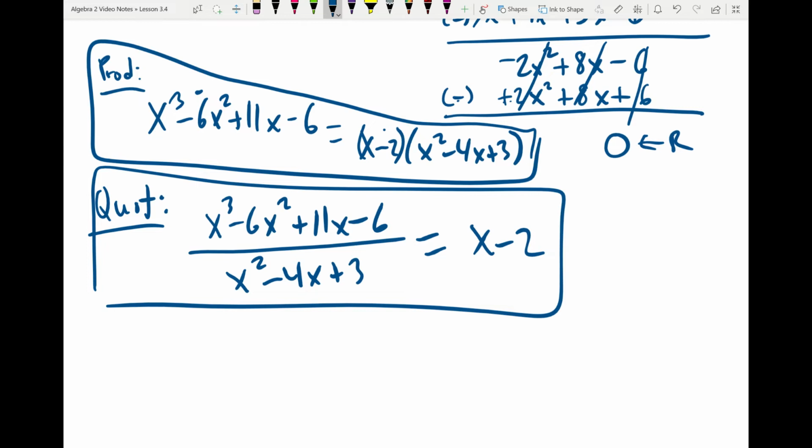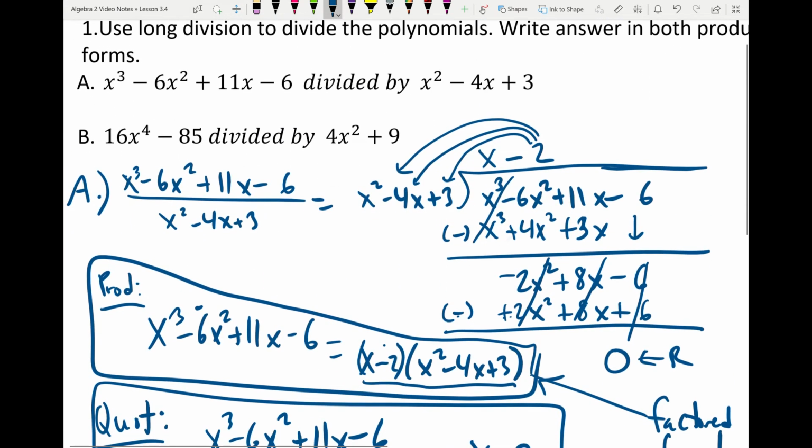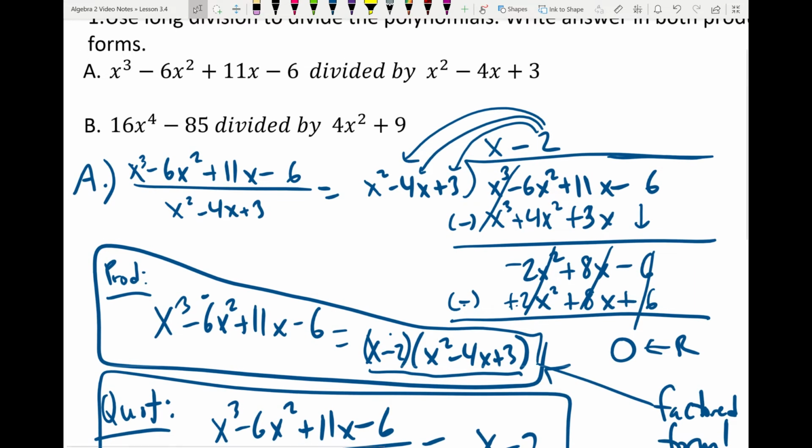All right, so notice that this right here is in the factored form, right? So this is the product or factored form. The product form is kind of like the factored form, as long as the remainder is 0. We'll talk about this in a little bit. But let's go back to part B. So we have 16x to the 4th minus 85 divided by 4x squared plus 9.